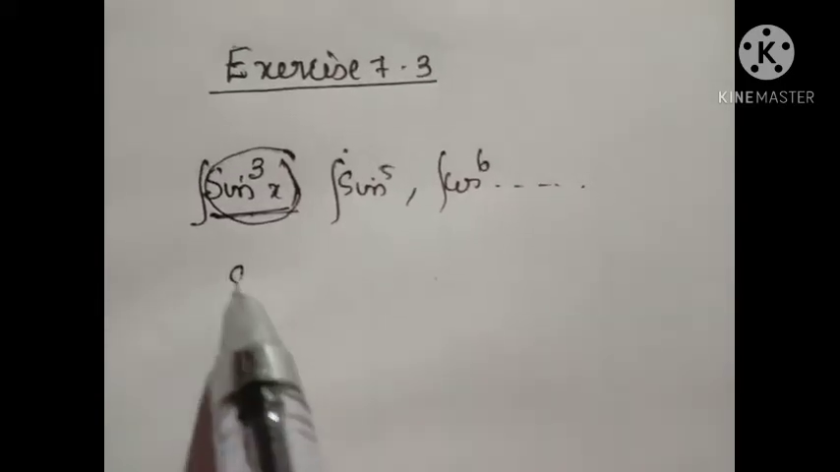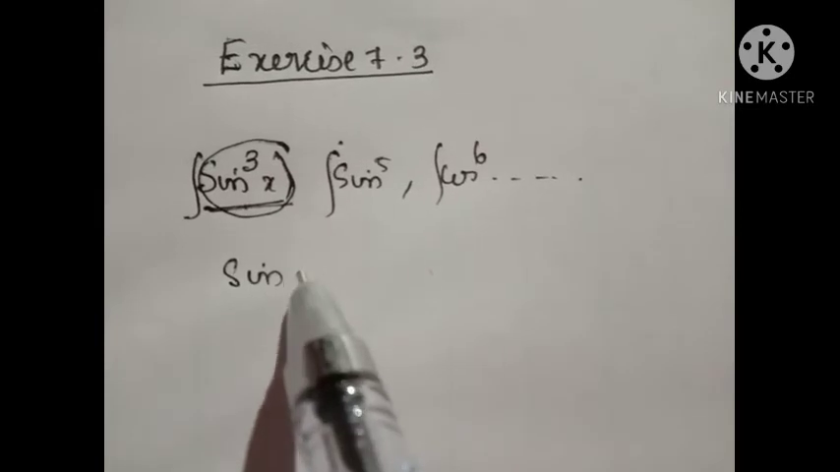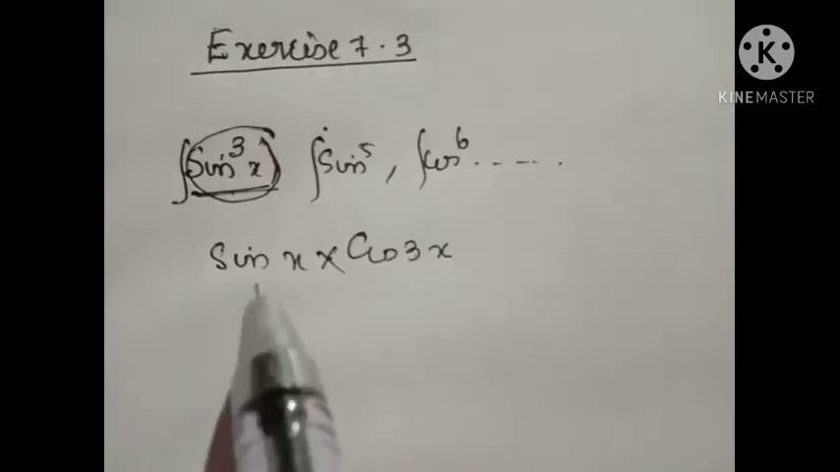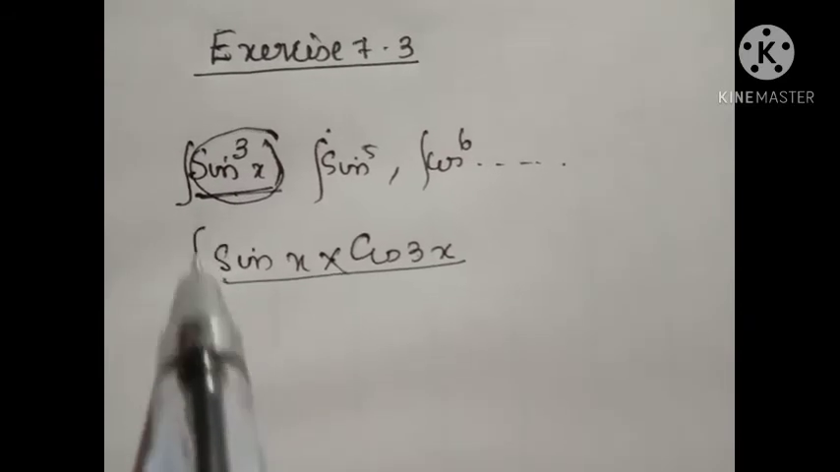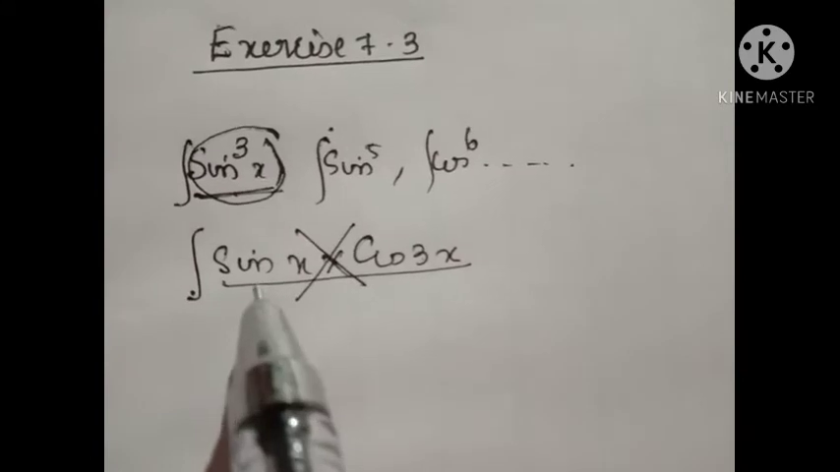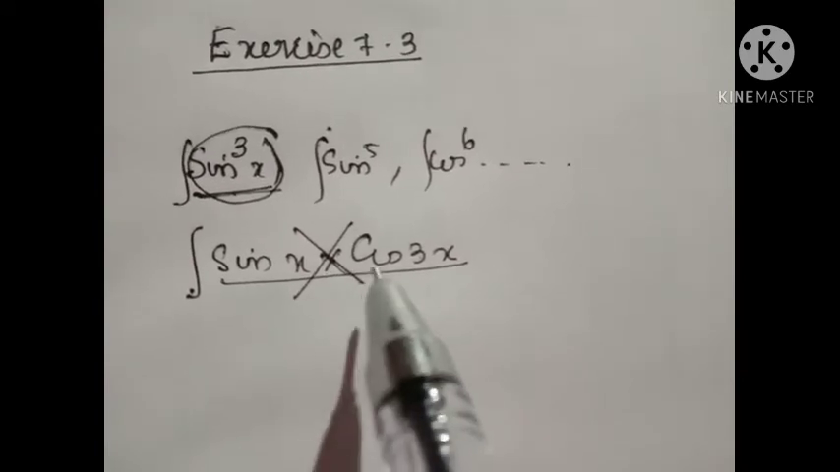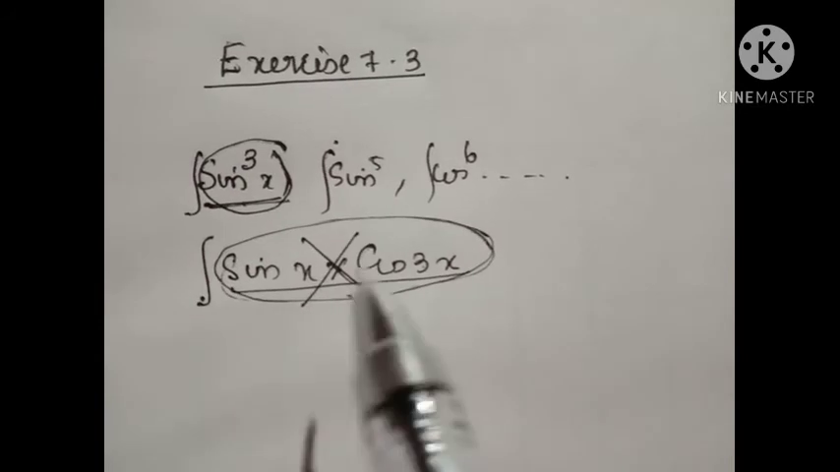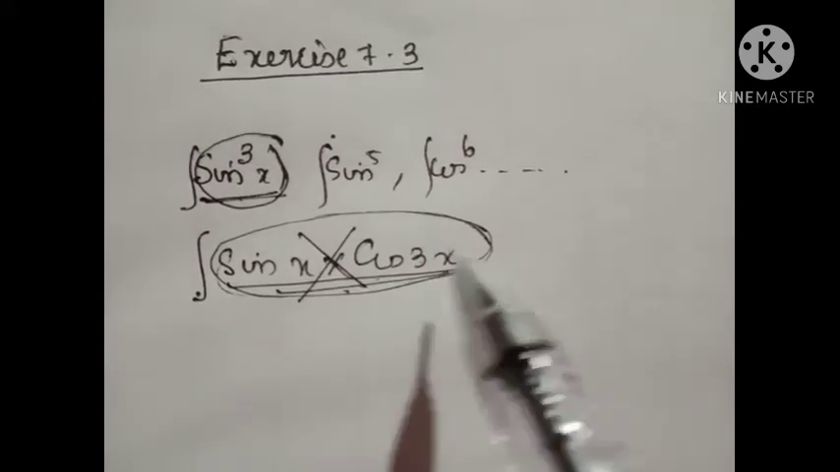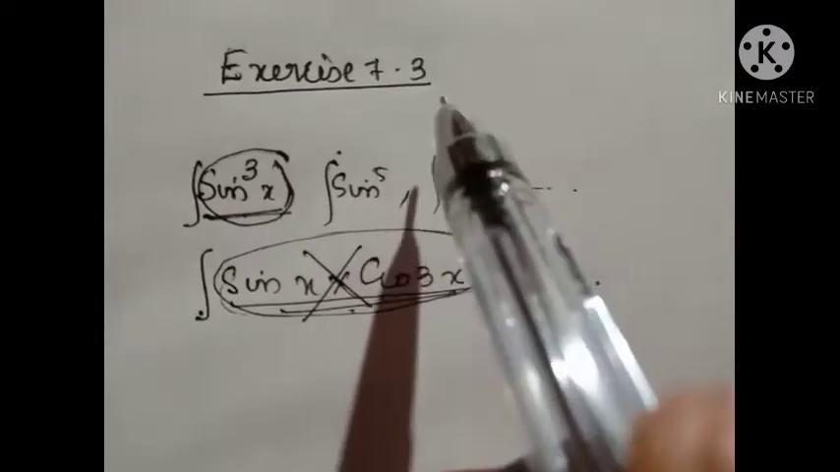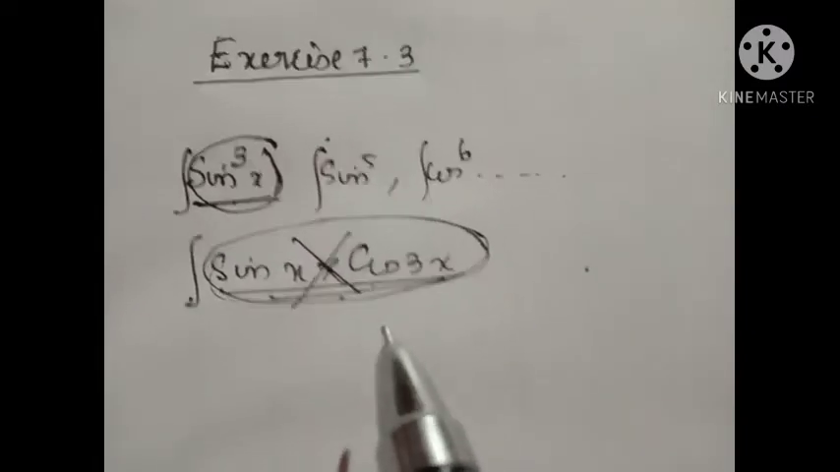Suppose we have a function like sin x into cos 3x into cos 5x. In this case also we can't integrate directly. We can, but not directly. So we have to apply some trigonometric result here and convert this integrand into another form. In exercise 7.3 we are discussing such problems.